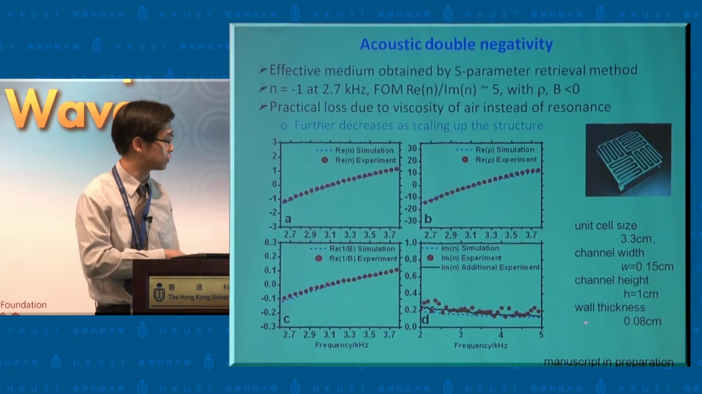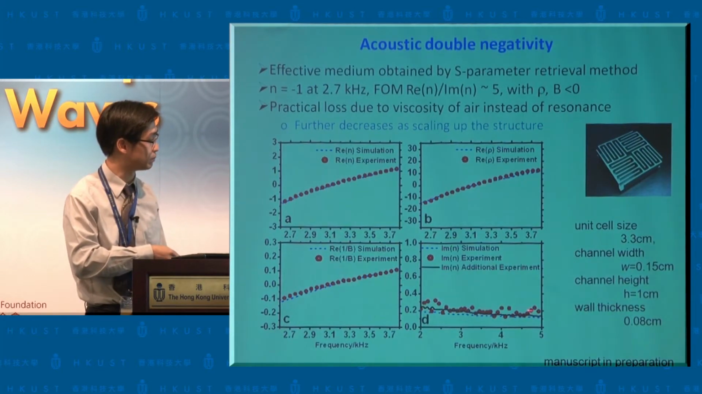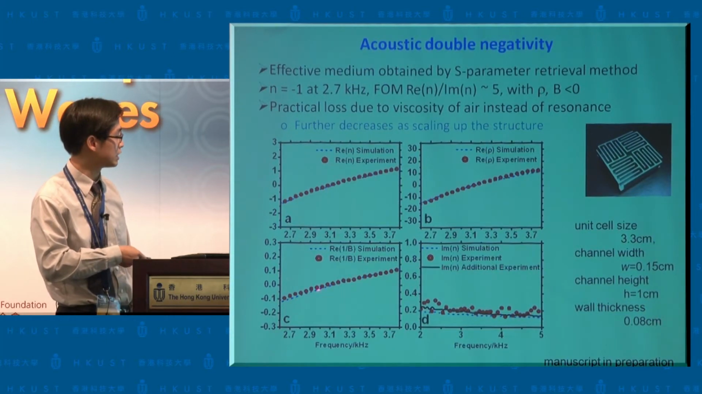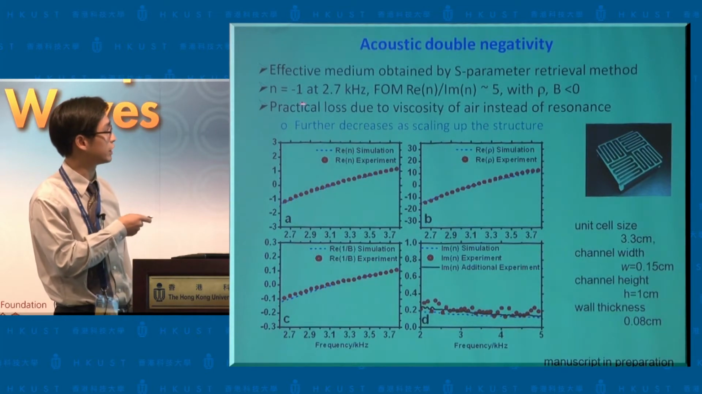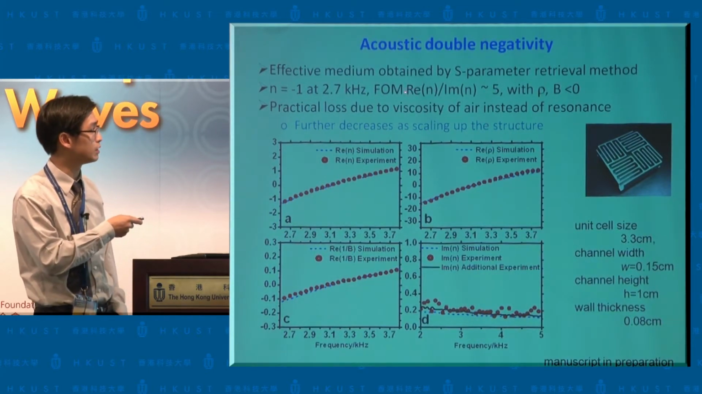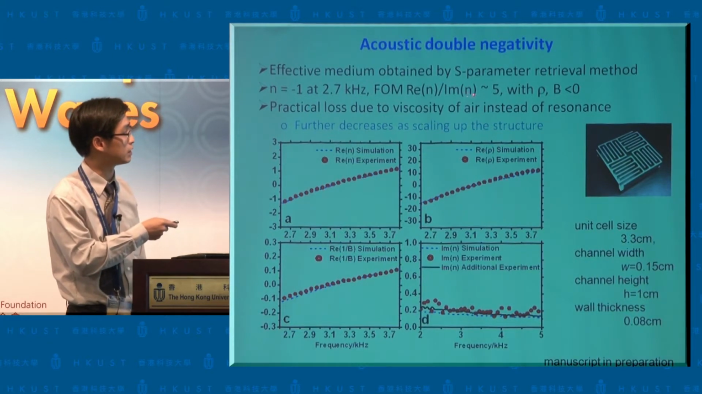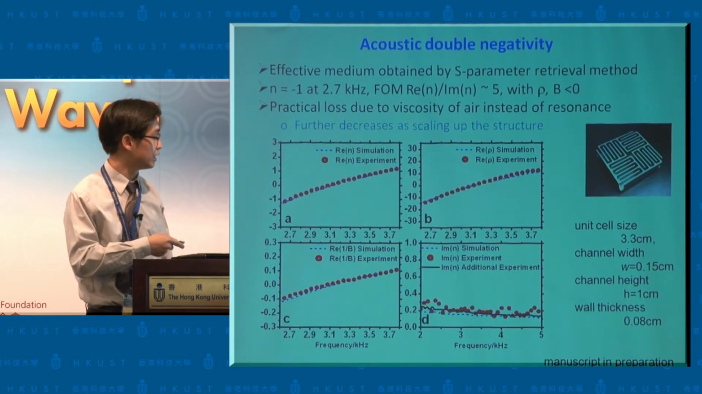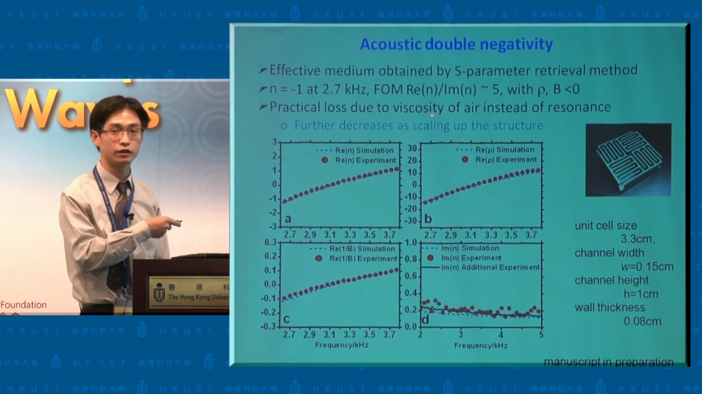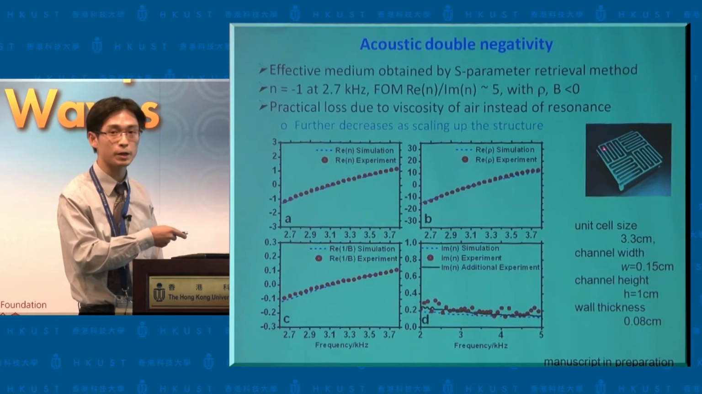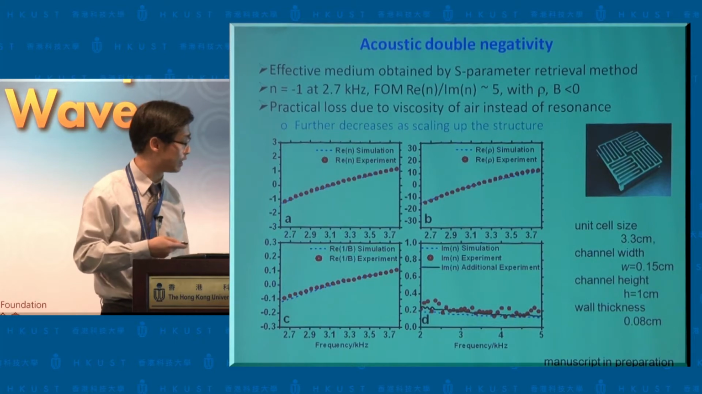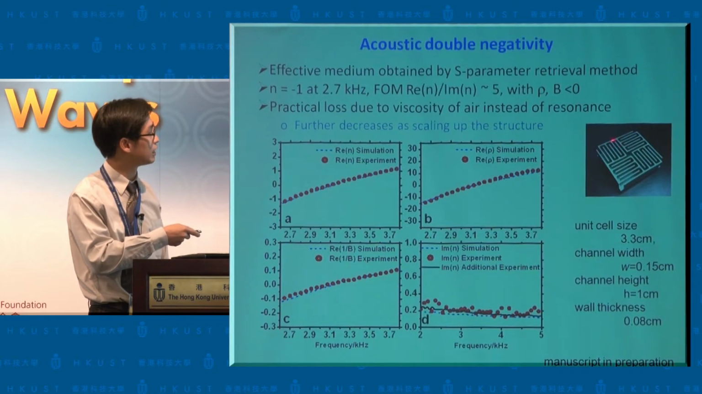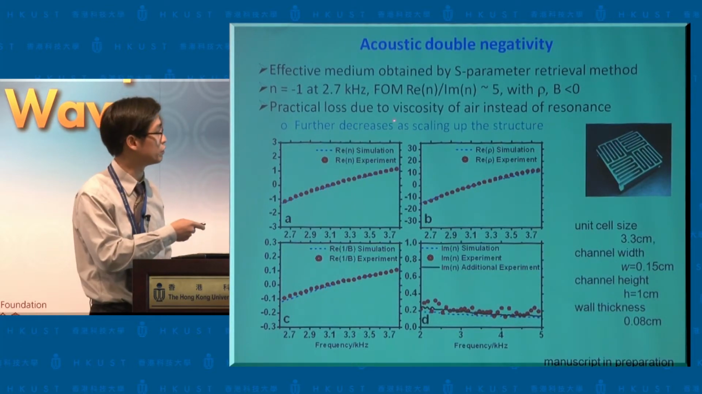The dashed line is the theoretical result, and the solid line is the experiment. We can see that it still has some absorption. In this case, at 2.7 kilohertz, we can achieve a figure of merit around 5, which means the magnitude of the real part of the refractive index over the imaginary part is around 5. This is limited by the loss. The loss is limited by the viscosity of the air for the acoustic wave traveling around the channels. We don't have this in EM waves, but in acoustics, it is limited by the viscosity. If we further scale up the structure, this loss will go down.